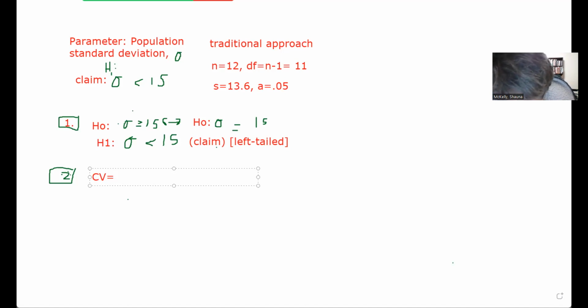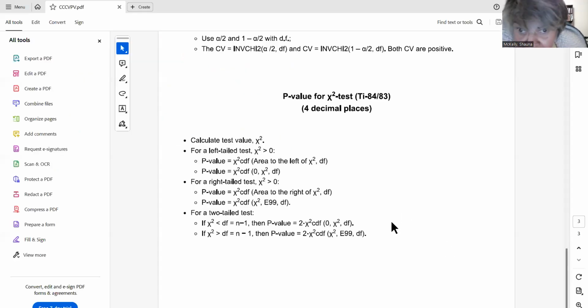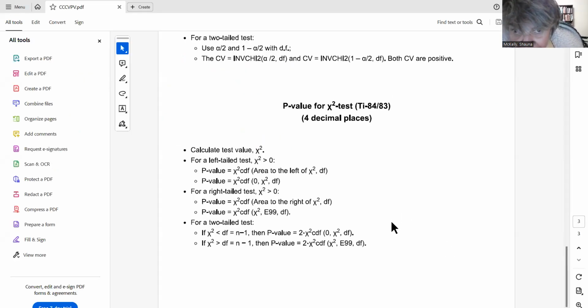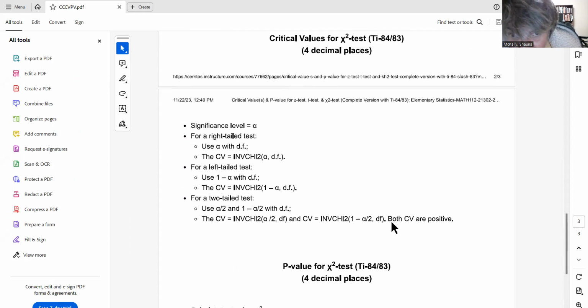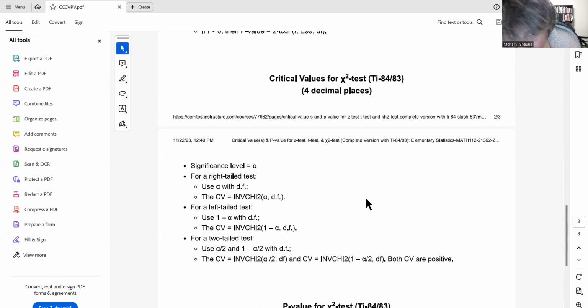This is going to be on your CVPV sheet. You have to go up to the chi-square values, critical values for chi-square test, and we're doing a left tail. So we're going to use 1 minus alpha with DF. That means you're going to use your inverse chi-square program, the one that she gave you or the one that you inputted into the calculator. So it's inverse chi-squared, 1 minus alpha, and DF.